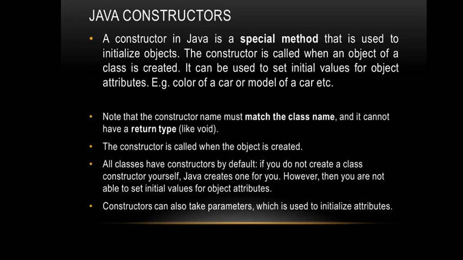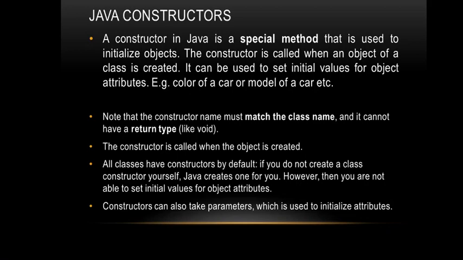What is a Java constructor? A constructor in Java is a special method that is used to initialize objects. The constructor is called when an object of a class is created. It can be used to set initial values for object attributes, for example, color of a car or model of a car, etc. Note that the constructor name must match the class name.